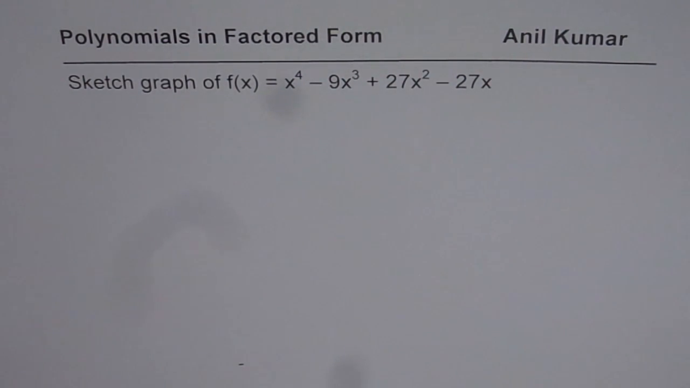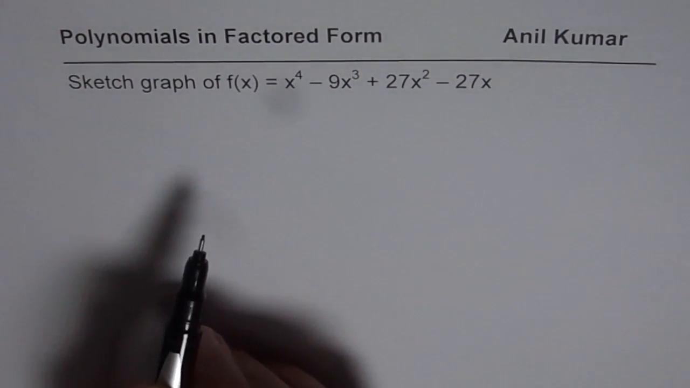The question here is, sketch the graph of f of x equals x to the power of 4 minus 9x cubed plus 27x squared minus 27x. I have purposely given this topic, polynomials in factored form, since sketching a graph becomes much simpler when you write it in factored form. So the first step here is to factor the given polynomial.